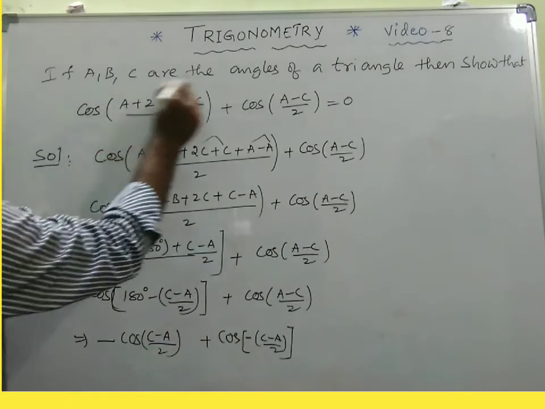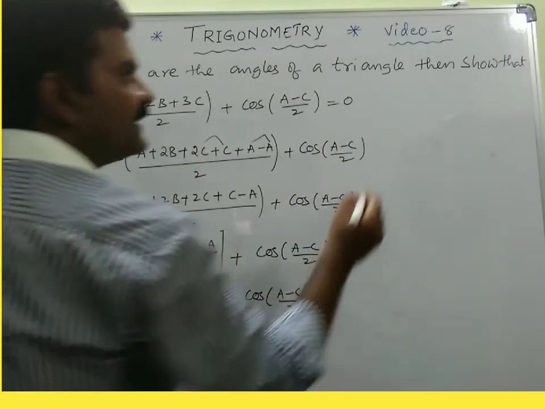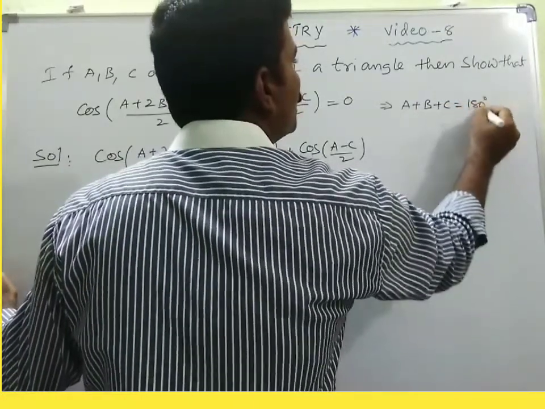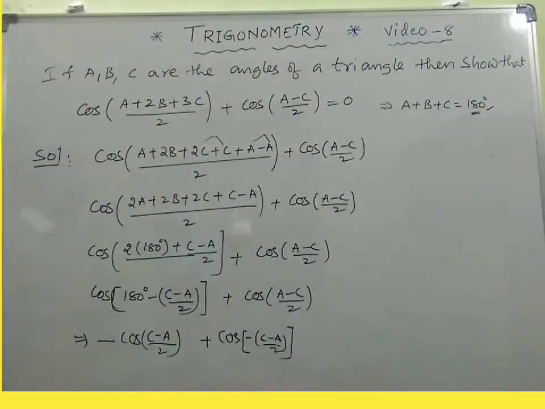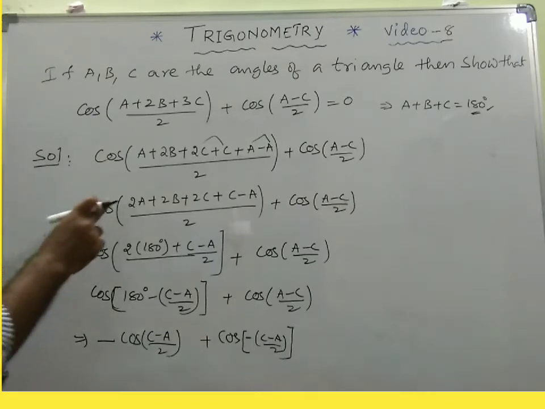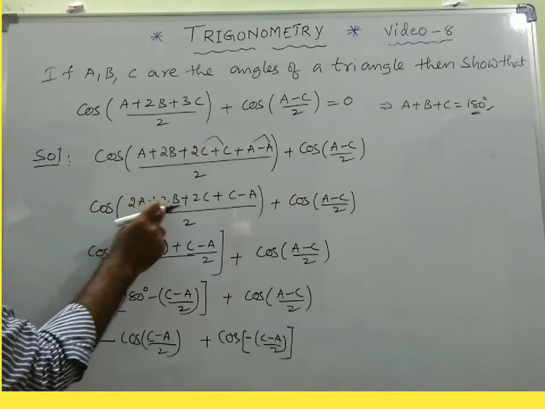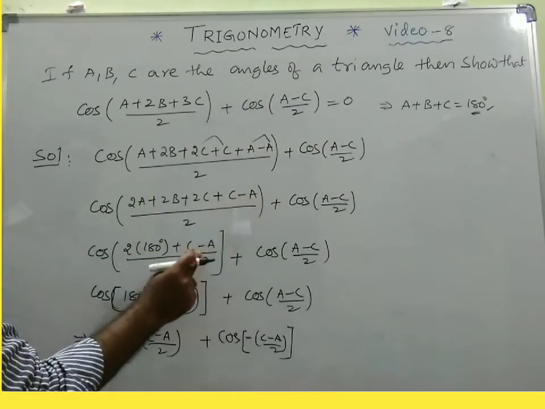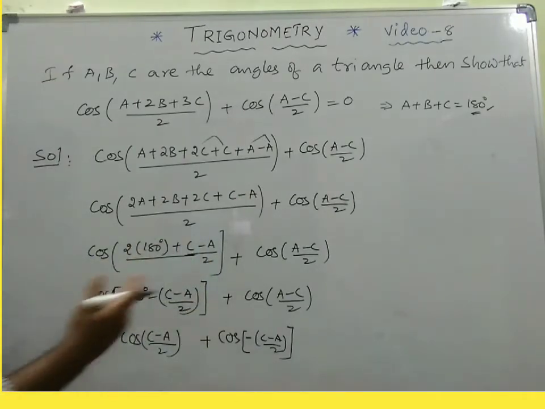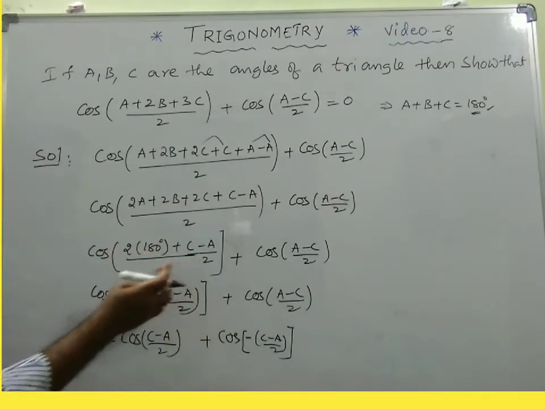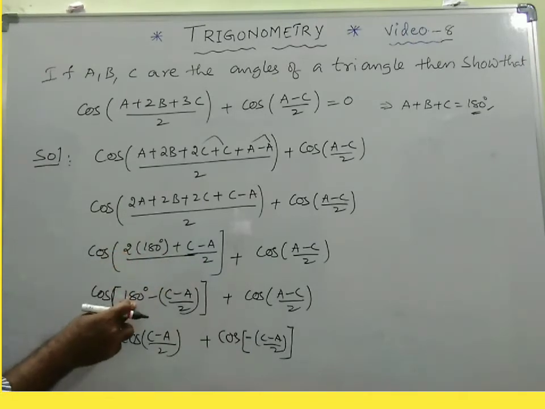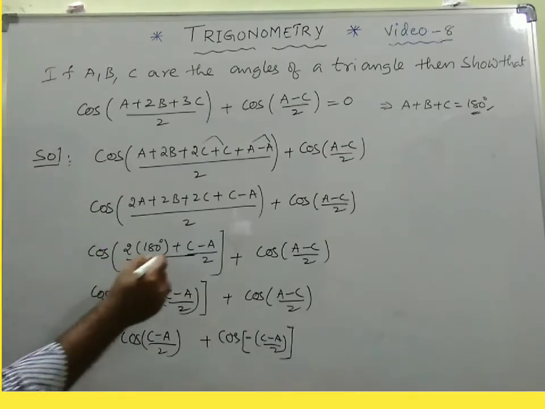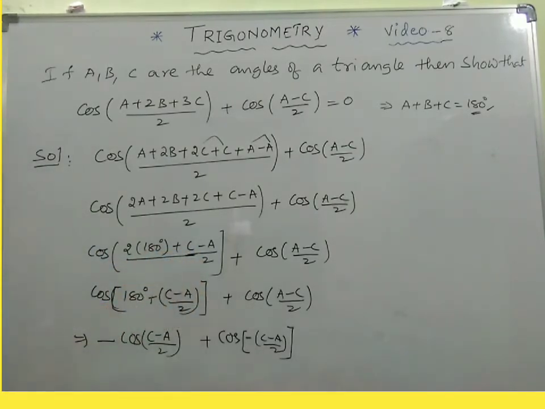Now given that A, B, C are the angles of a triangle, you know the meaning of that is nothing but the sum of the angles A plus B plus C is equal to 180 degrees. In a triangle, the sum of the angles is 180. So here on taking 2 common, I am going to get A plus B plus C. So A plus B plus C is nothing but 180, plus (C minus A) whole divided by 2. Now let us split it. 2 into 180 by 2, the 2 gets cancelled, which is 180 plus (C minus A) by 2.